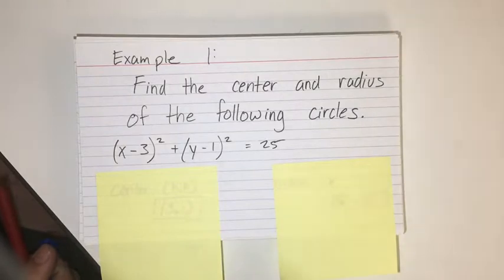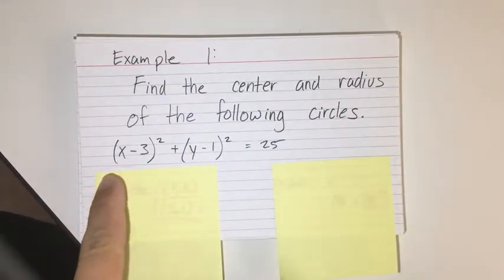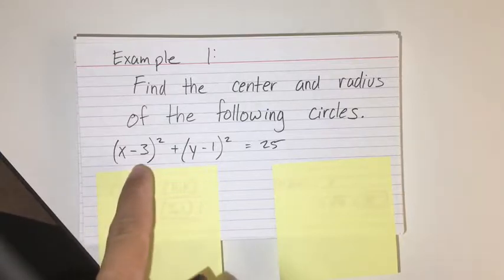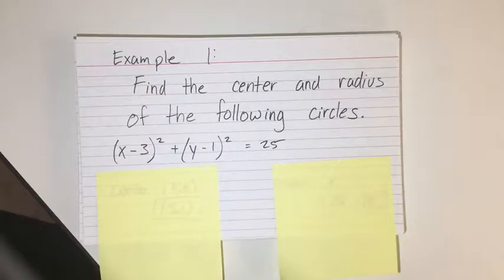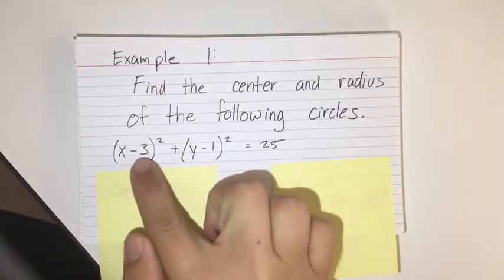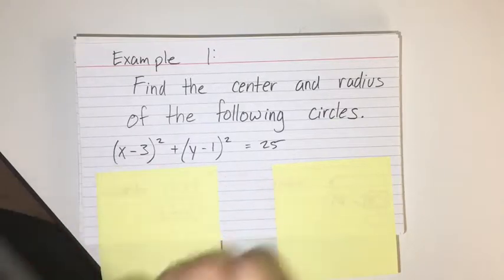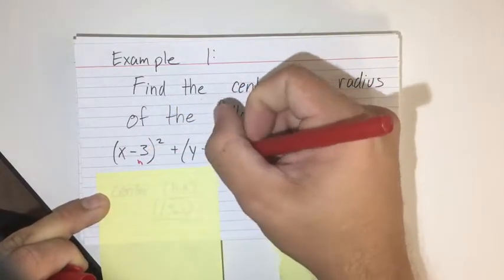All right, so let's start on our examples. The first example is find the center and radius of the following circles. Our equation is (x minus 3) squared plus (y minus 1) squared equals 25. When we're looking at this, this is our h. Remember we said that it's x minus h, y minus k.